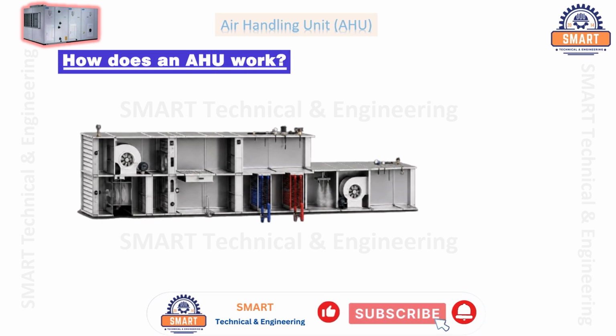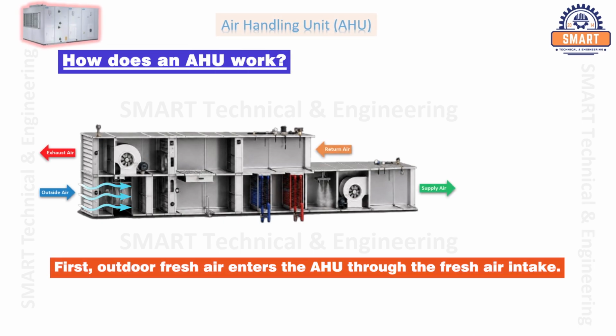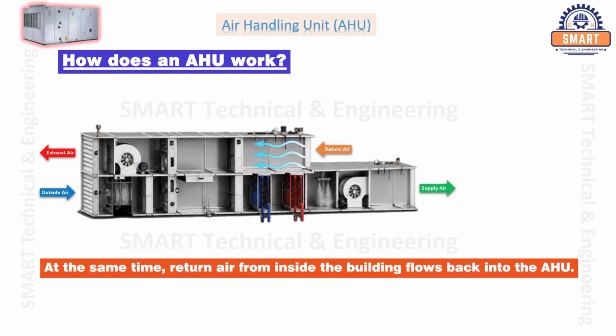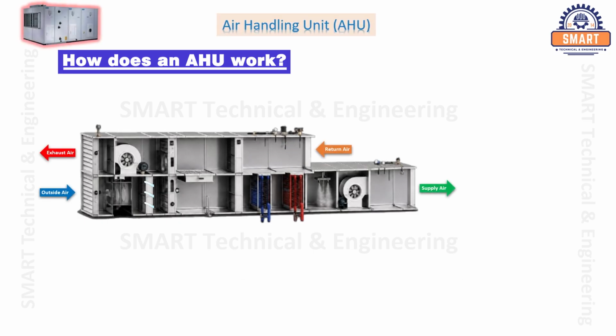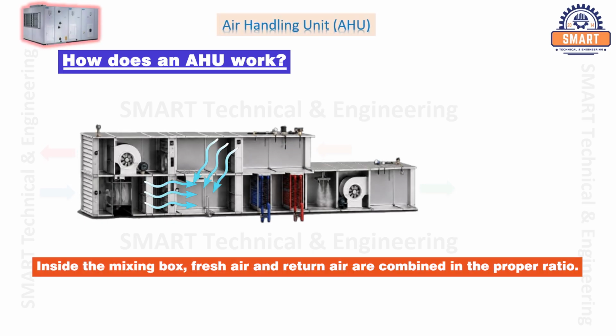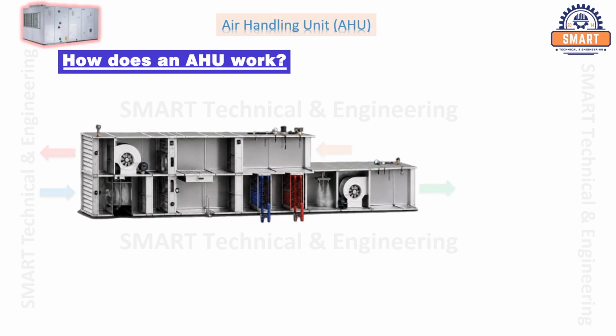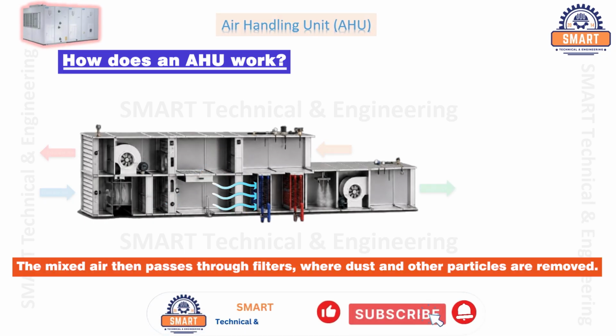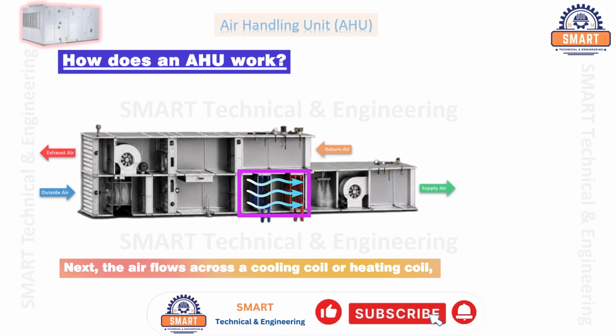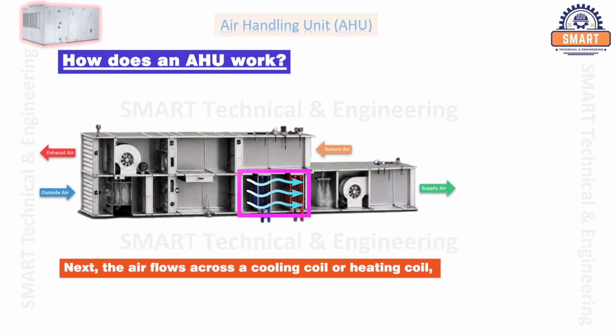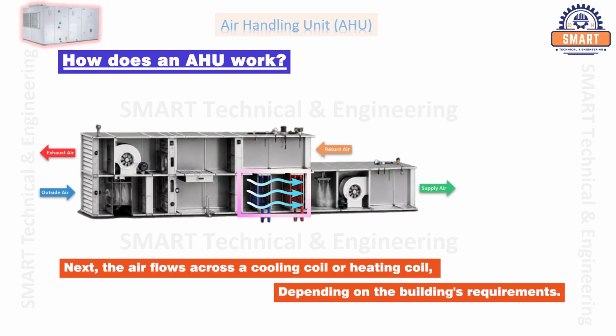Now let's briefly look at how an AHU works. First, outdoor fresh air enters the AHU through the fresh air intake. At the same time, return air from inside the building flows back into the AHU. Inside the mixing box, fresh air and return air are combined in the proper ratio. The mixed air then passes through filters, where dust and other particles are removed. Next, the air flows across a cooling coil or heating coil, depending on the building's requirements.